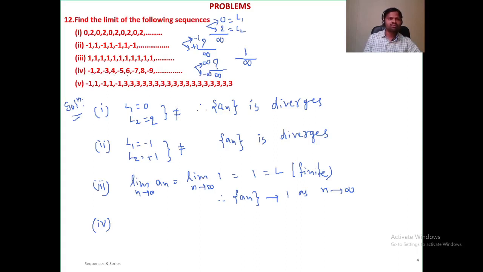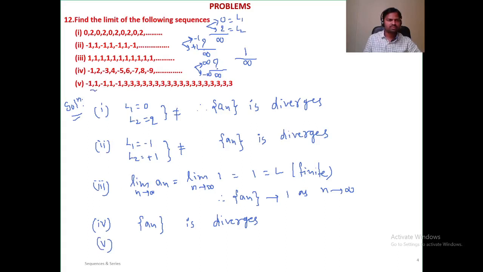Positive side 2, 4, 6, 8. So it will go to plus infinity. So again it is having two limits. So plus or minus infinity. Therefore again the sequence An diverges. Okay. Similarly fifth one. Look at fifth one. It is an interesting one. Minus 1 plus 1, minus 1 plus 1, minus 1.